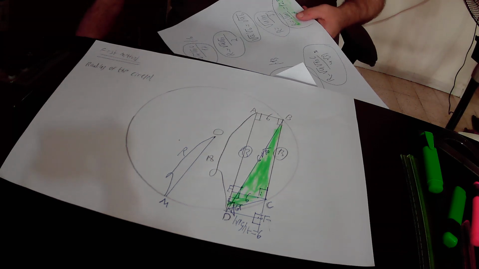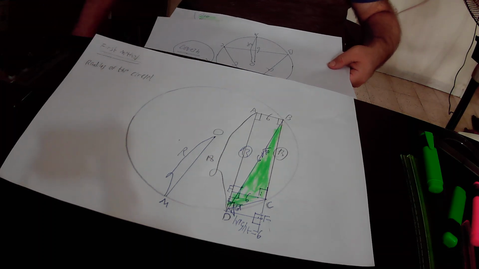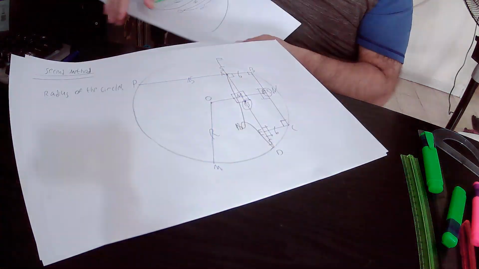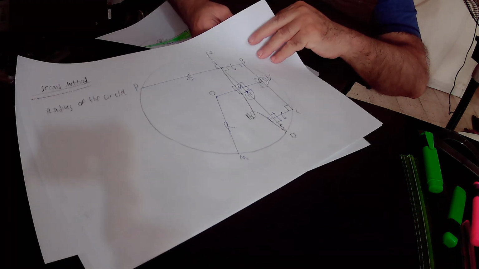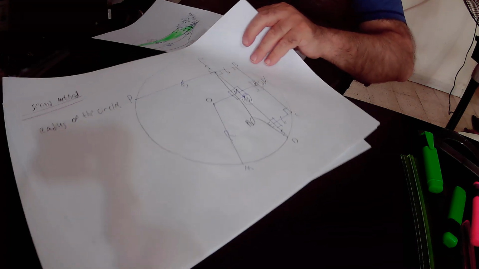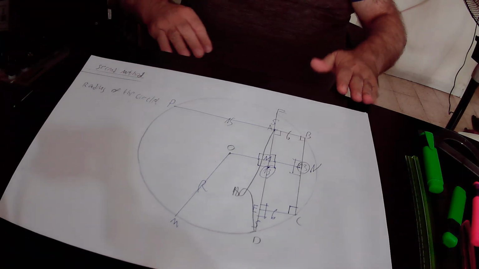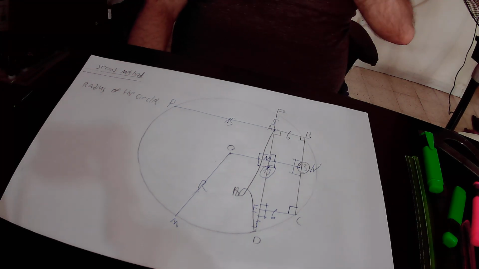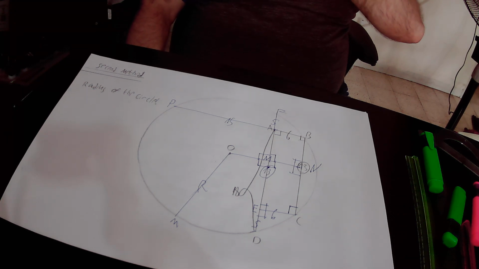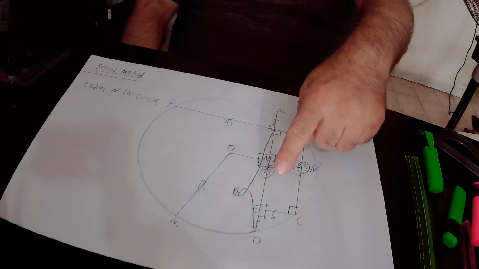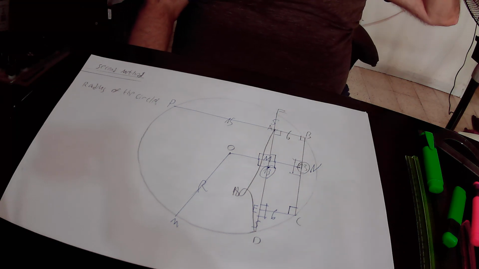Then I presented to you how to find the radius of this circle according to the second method. In the second method, in the first step we did all the things that we have already done in the first method. That is to say, from point C, we draw a perpendicular on AD. So this angle equals 90 degrees, and this angle equals 90 degrees according to our construction.